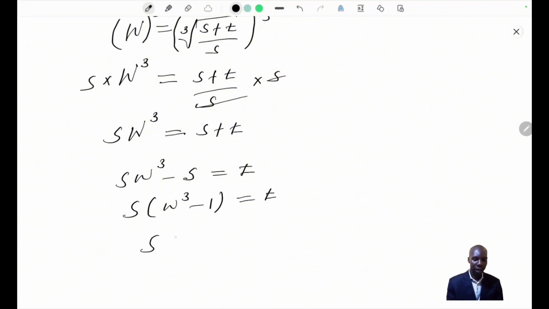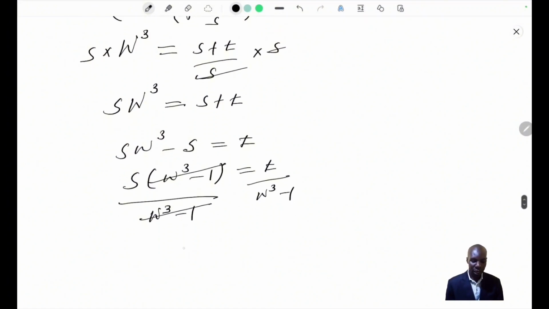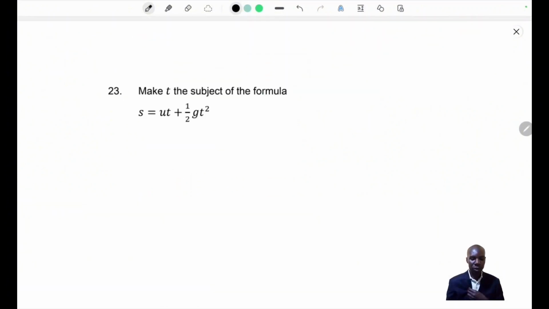So s, divide both sides by w to the power 3 minus 1. So this one cancels out. We are left with s is equal to t over w to the power 3 minus 1. And that is the answer for that.